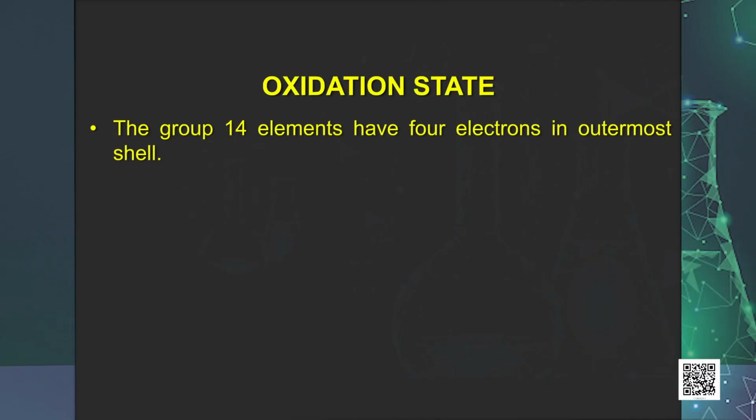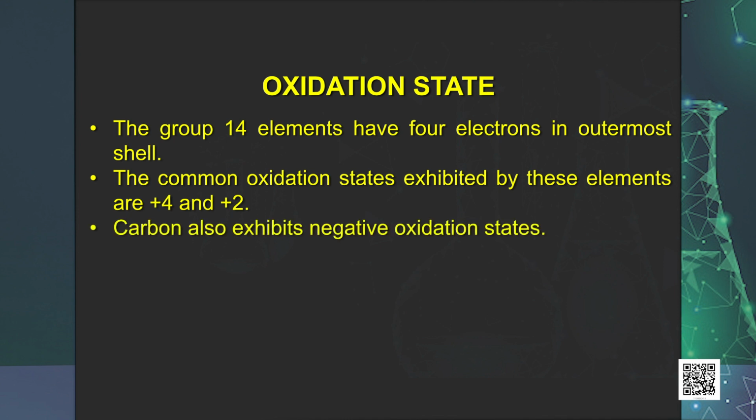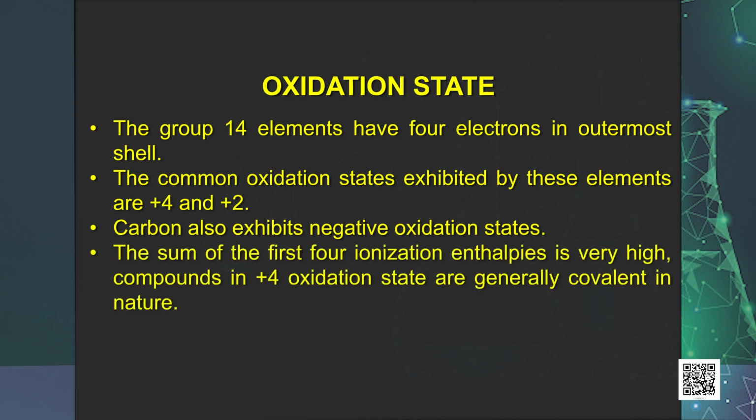Let us start this session with discussion about the oxidation state and the trends in chemical reactivity for the group 14 elements, that is the carbon family. The group 14 elements have 4 electrons in outermost shell. The common oxidation states exhibited by these elements are +4 and +2. Carbon also exhibits negative oxidation states. Since the sum of first 4 ionization enthalpies is very high, compounds in +4 oxidation state are generally covalent in nature.